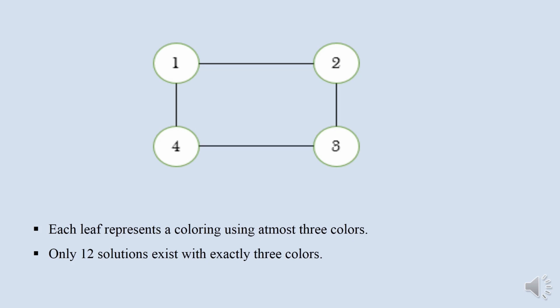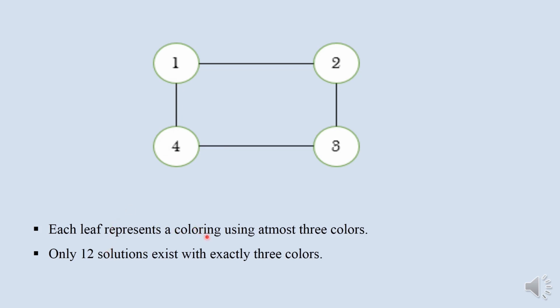Consider this graph of 4 vertices. We have vertices numbered 1, 2, 3 and 4. Vertex 1 is adjacent to vertex 2 and 4 because it is connected by these two edges. Similarly, vertex 2 is adjacent to vertex 1 and to vertex 3. Vertex 3 is adjacent to vertex 4 and vertex 2, and vertex 4 is adjacent to vertex 1 and 3. We have to keep this in mind when choosing colors because adjacent vertices cannot have the same color.